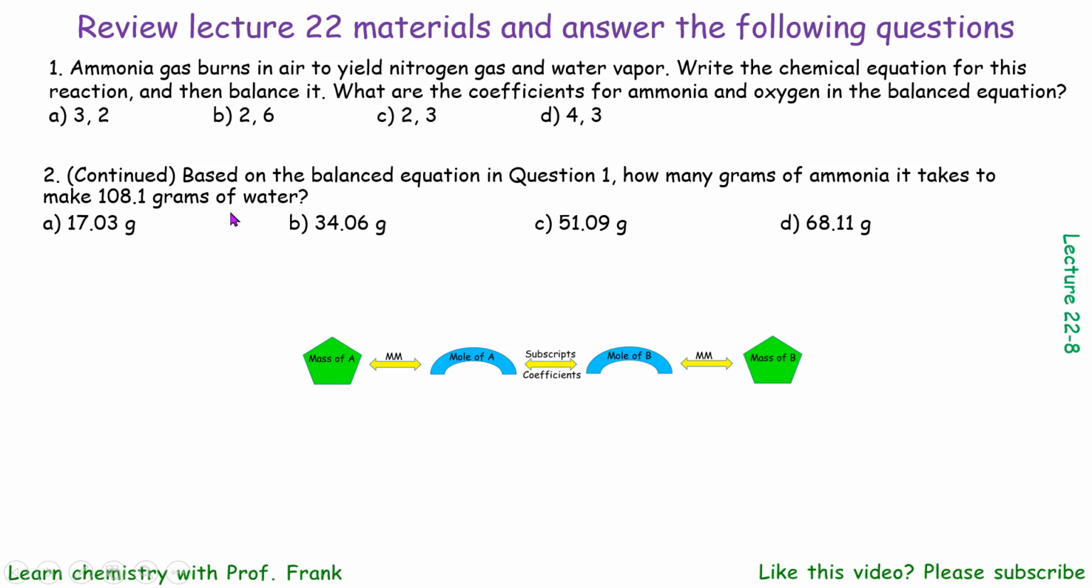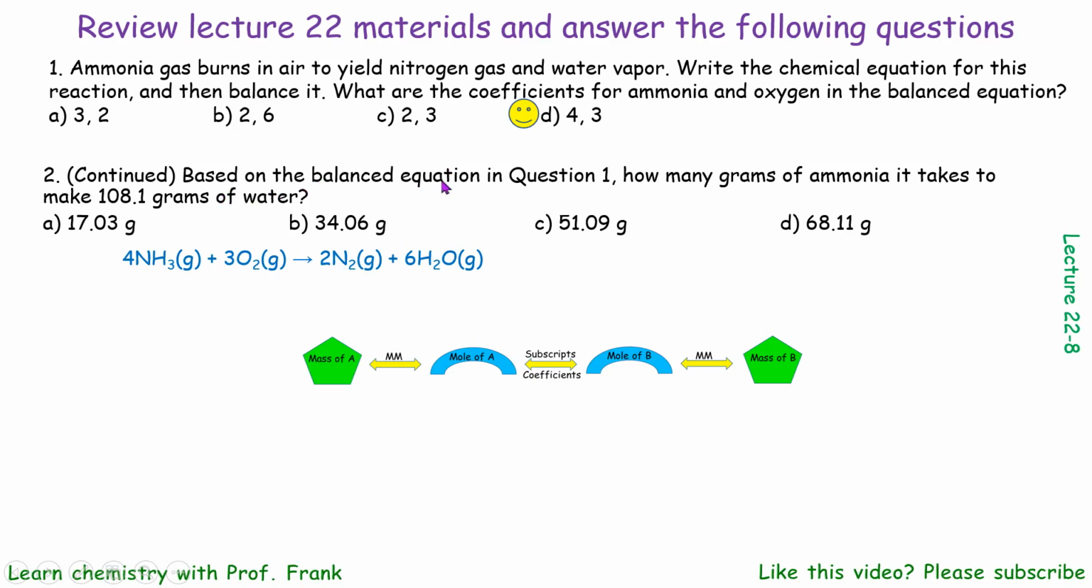Here are the first 2 end of lecture 22 quiz questions. Let me start with number 2. So number 2 is continued from question number 1. In question number 1, it asks you to write down a chemical reaction of ammonia with oxygen forming nitrogen and water. So this is the balance equation. Therefore, the answer for question 1 should be D. Let's take a look at question number 2.